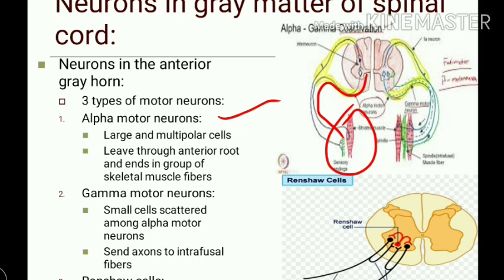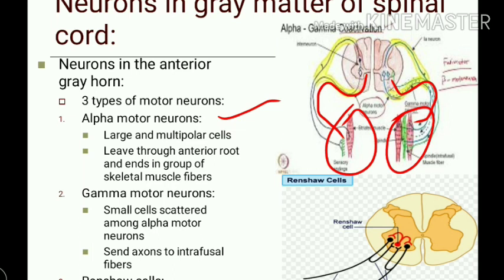You can see here, in between the alpha neurons, we have small gamma fibers also present. They also come out through the ventral horn. The difference is, one, they are small in size, and second, they supply intrafusal fibers of the skeletal muscle.